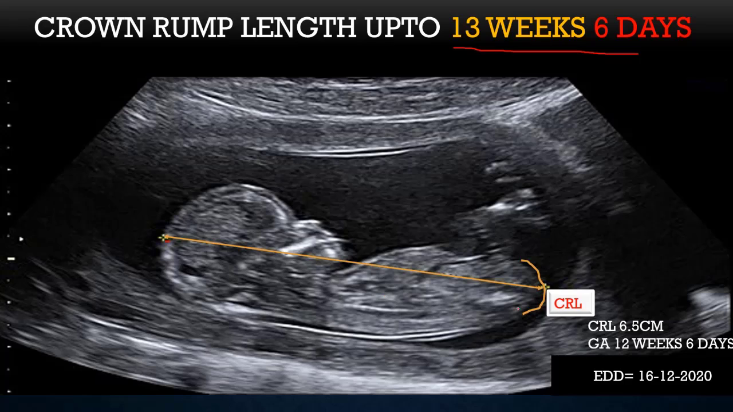So here the crown rump length is 6.5 centimeter, and your ultrasound machine automatically will tell you the gestational age, that is 20 weeks 6 days, and according to this the EDD will be 16 December 2020, as we consider the gestational age as 40 weeks.